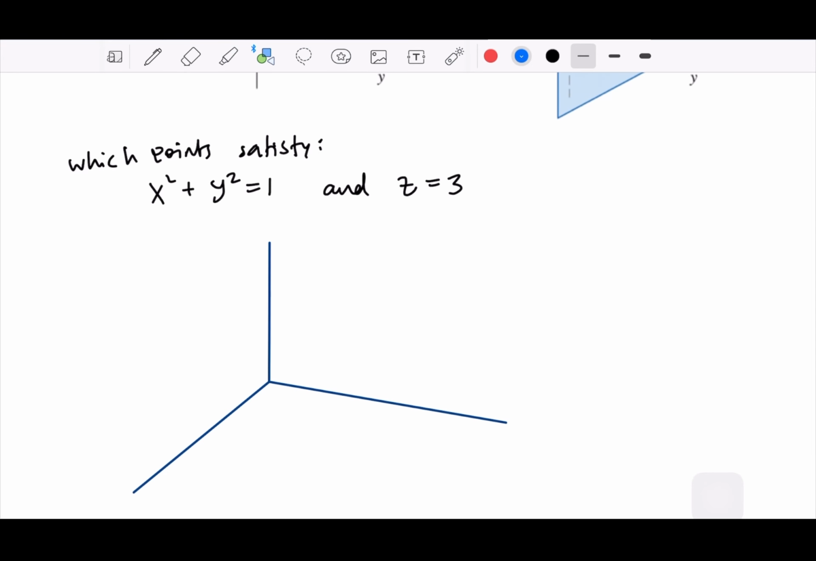So let's say this is z equal 3 here. And since we need x squared plus y squared equal 1, the circle, this will be the circle. This means we have the circle and the surface, and we combine them together. We have the circle as a curve crossing at z equal 3. Okay, so this is just a review that you need to remember.